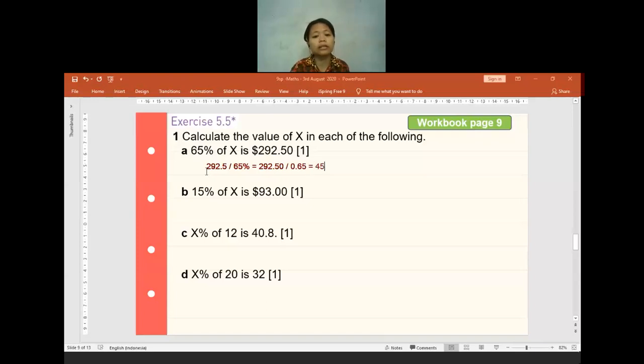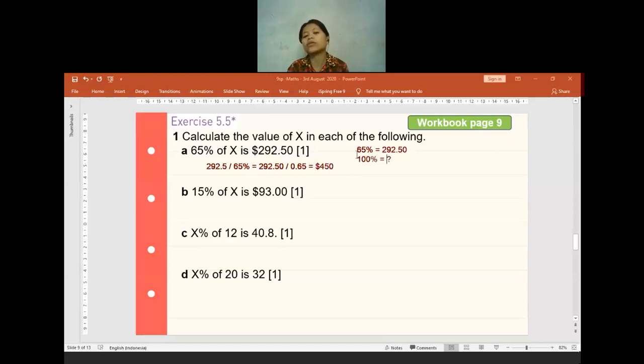Maybe I go too fast. Is there anyone having any confusion? No? Okay. Oh, which part is confusing, Brigitta? 65% of X is 292.50. So it means 65% equals 292.50. To find the 100%, X is the 100%. We need to find how much it is if it is 100%.